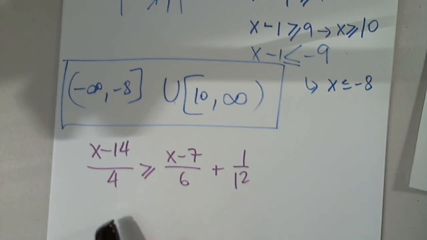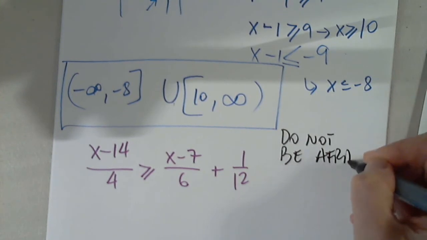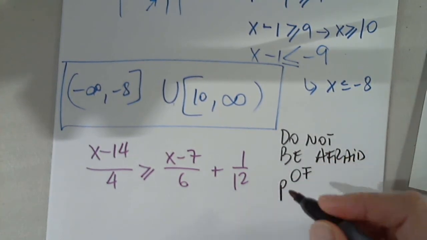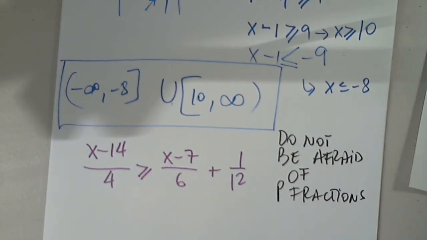One other thing that I want to mention before we start this is do not be afraid of fractions. What am I trying to say there? Do not be afraid of fractions, please. In equations and inequalities, you can eliminate them so fast with the speed of light. How do I eliminate fractions in this situation? Multiply by the lowest common denominator. Excellent. Which is? 12. That's it.